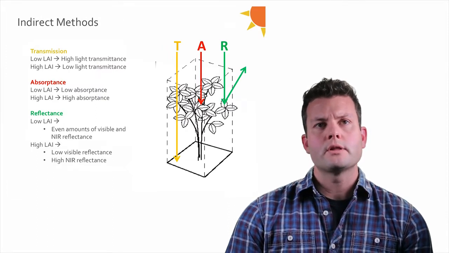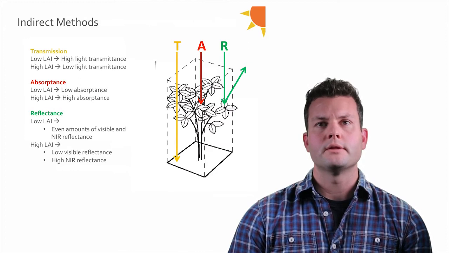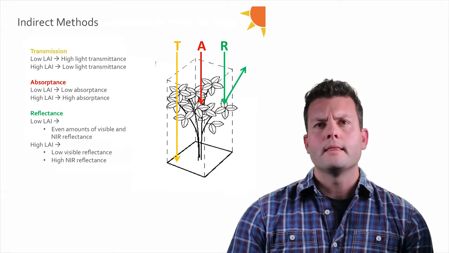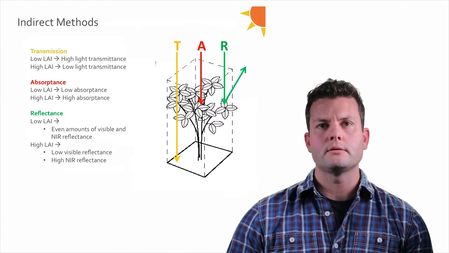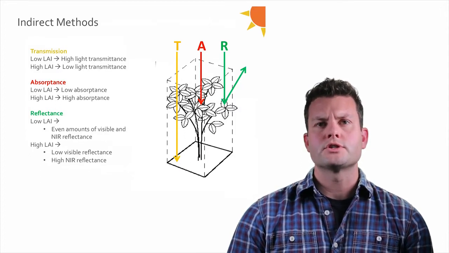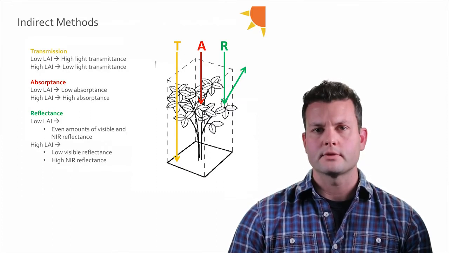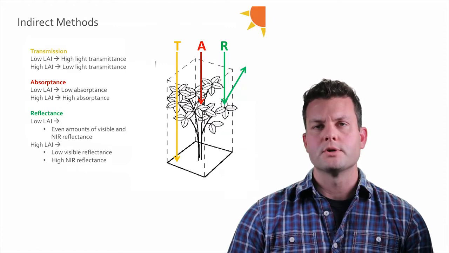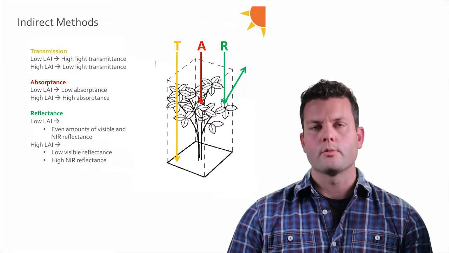For the remainder of the seminar, I'm going to discuss indirect methods for estimating leaf area index. It's interesting to note that all of these methods rely in some way on measuring how light interacts with the canopy. Here's an overview of how light can interact with the canopy. There are really three fates for light in the canopy. The first is transmission. We have light coming from the sun, and that light can be transmitted all the way through the canopy.